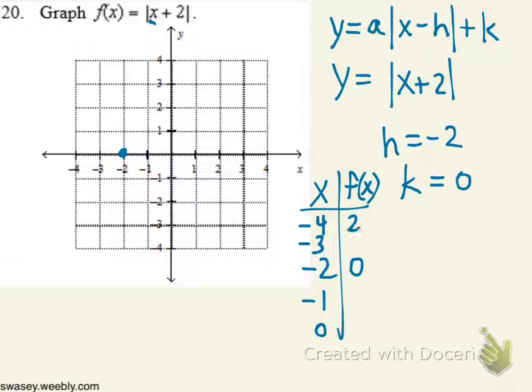Absolute value of negative 2 is positive 2. So we have a point at negative 4, 2.